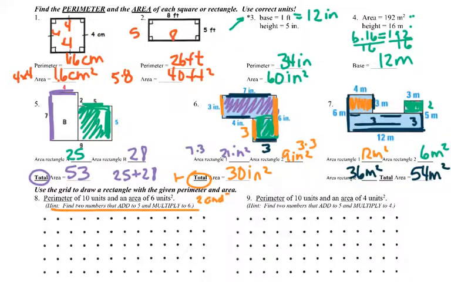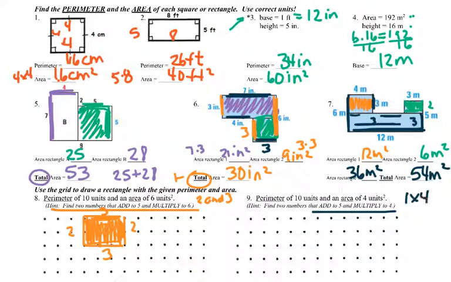Right, 2 and 3. So what that means is it's like 2 down, 1, 2, 3 across. It's 2 and 3. So the perimeter, if I added them up, 2 plus 3 plus 2 plus 3 is 10. And then the area is 6 square units, 2 times 3. Next one has also a perimeter of 10, but now the area is only 4. So we need numbers that add to 5 and multiply to 4.